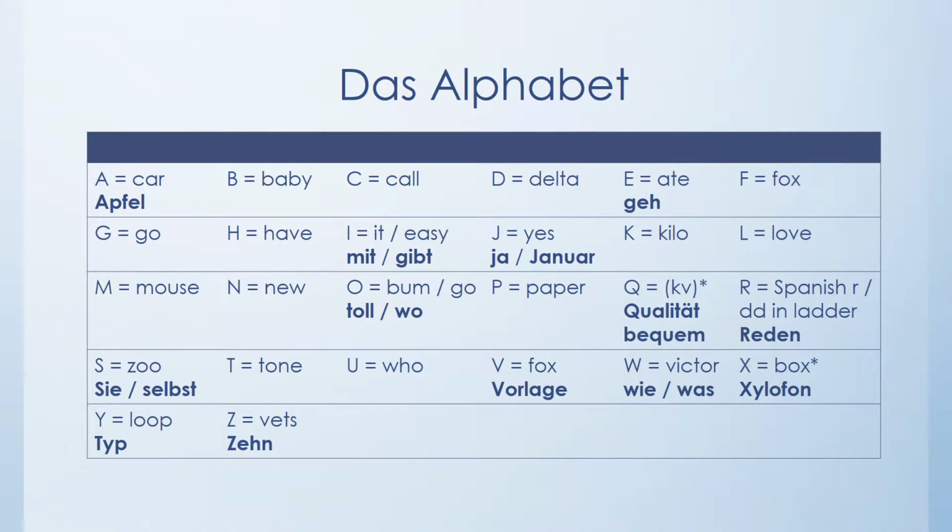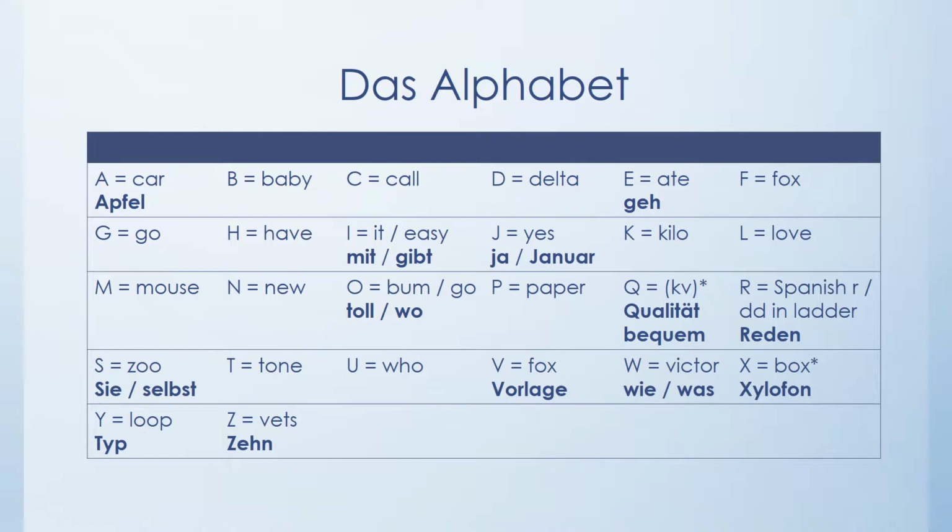X is like the X in box, but what's tricky about this is when a word begins with an X in English, it's pronounced like a Z, like xylophone or Xerox. But in the beginning of a word in German, it still has that X sound. So where we would say xylophone, they would say Xylophone.